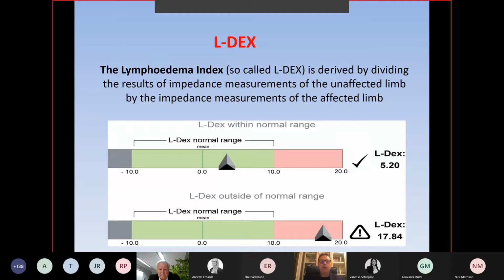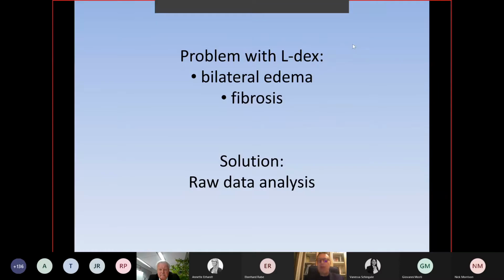focused on the possibility to investigate the lymphedema index, the L-Dex, which means that you can divide the impedance of the affected limb, for example, over the unaffected limb. So through this index, you may understand if there is any difference between the two limbs in terms of impedance. When we started to apply this technology, we found some little problems because when you have a bilateral edema, this index is not applicable. And that's the same when you have fibrosis, for example.